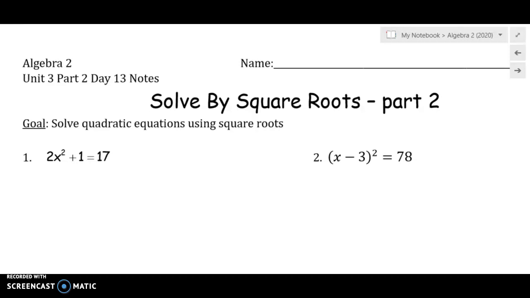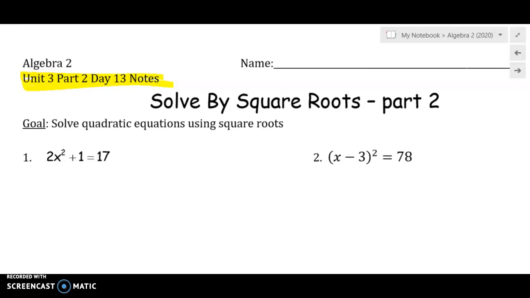We're in Unit 3, Part 2, Day 13 notes. This is technically Part 2 of solving by square roots. So yesterday, or the video previous to this, was Part 1, kind of the introduction, some simpler problems. I gave you 4 steps. We're still going to use those 4 steps.